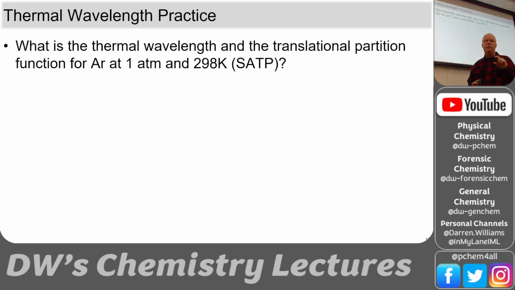And that's not to be confused with STP. STP is standard temperature and pressure. So that A means room temperature. If you don't have the A, then it's 0 C or 273.15 Kelvin.